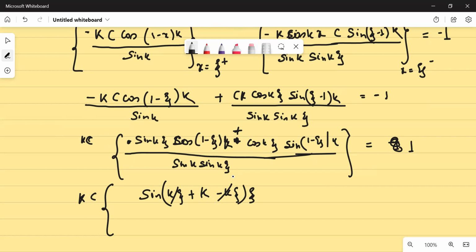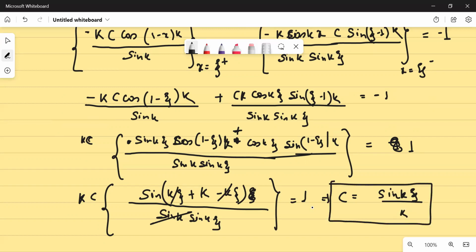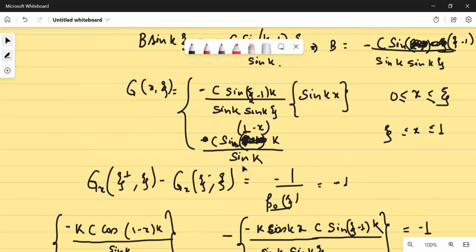Have I made a mistake again? Just see, how do we do this? Okay, I think sine k is there. And then below, one sine k remains, and then sine k zeta also remains. So this is 1. So it implies that my c must be equal to, if this gets cancelled, sine k zeta divided by k. So your c comes out as sine k zeta upon k. And using this c, you can write your Green's function eventually. So you just replace this value of c here, and you will get the appropriate Green's function.